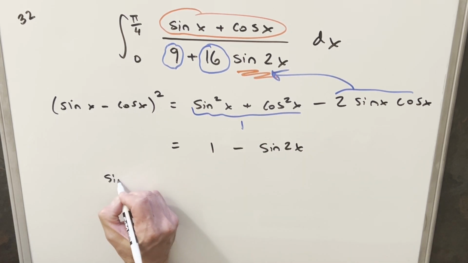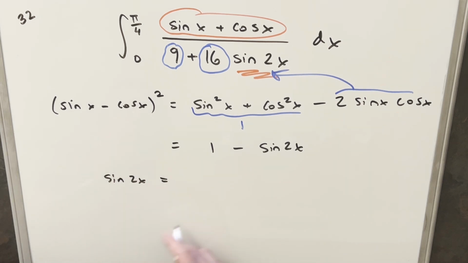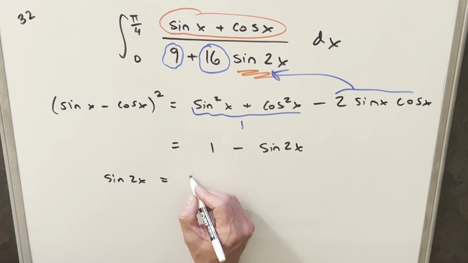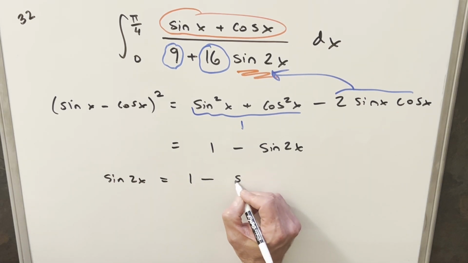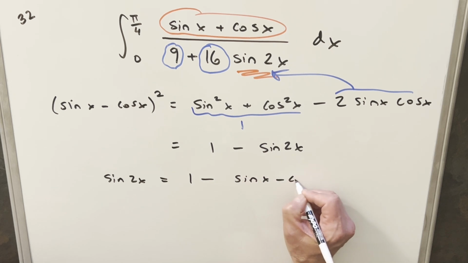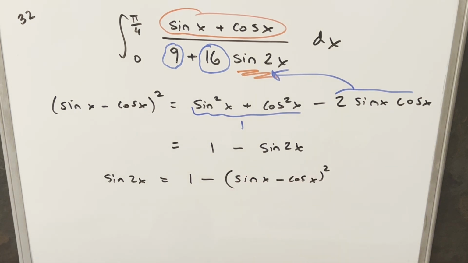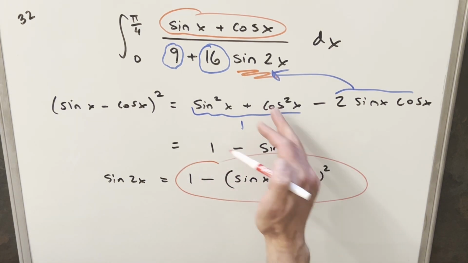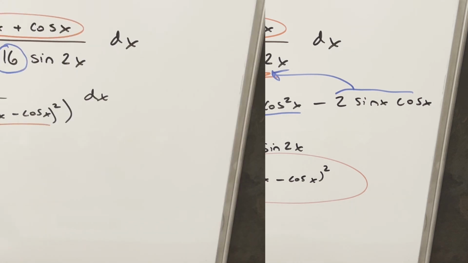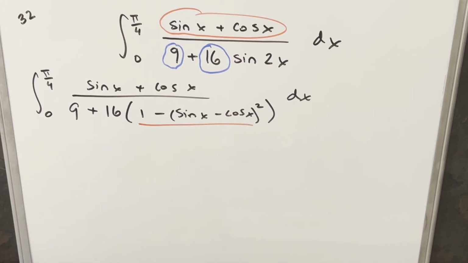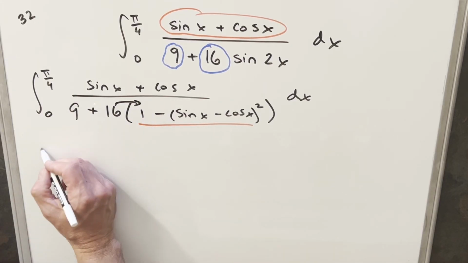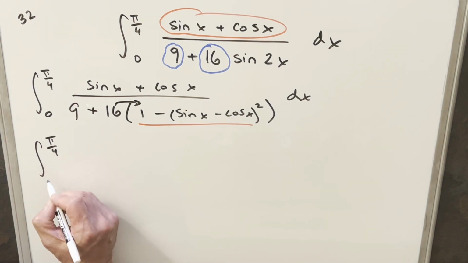And then what I can do is just solve for the sine 2x. By rearranging, we get sine 2x equals 1 minus (sine x minus cosine x) squared. So let's take this and plug it back into our integral for sine 2x and continue. Okay, now that we've updated our denominator, I just want to distribute in this 16 and simplify this denominator. So let's rewrite everything.